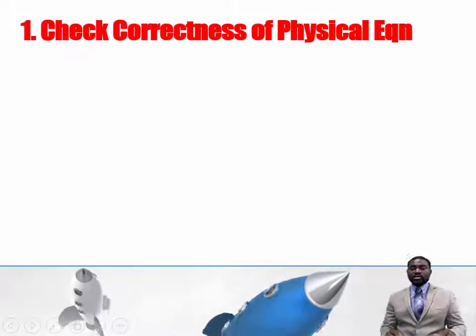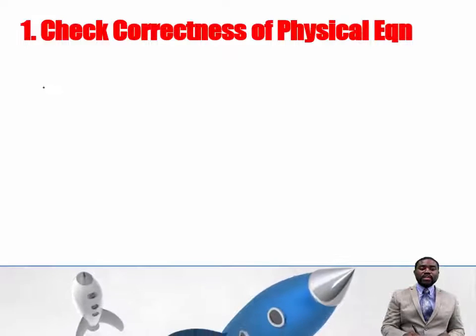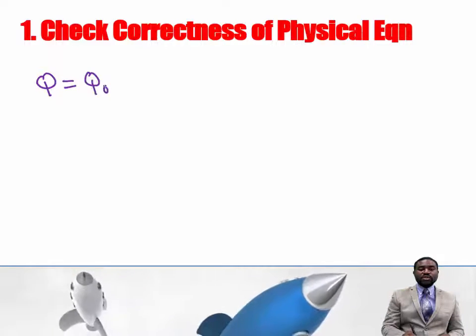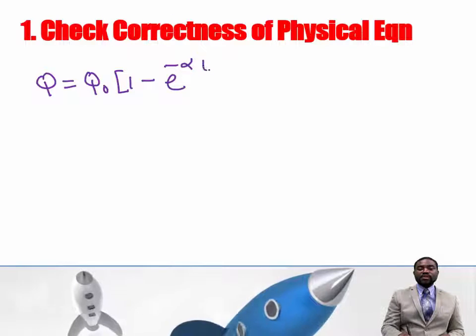Let me do another example again. You are given that Q is equal to Q naught times 1 minus e raised to the power negative alpha t.